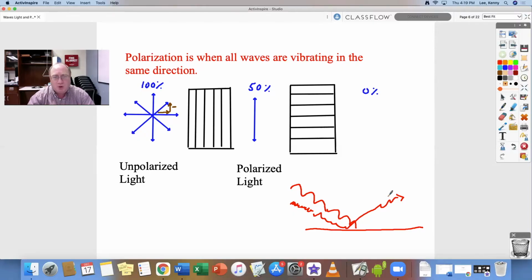So now remember, polarized light only vibrates in one direction. Vertical slats will let vertical light through. Horizontal slats will let horizontal light through, but only those. So vertical slats will completely stop horizontal light. Horizontal slats will completely stop vertical light. Glare that you see on the road or anything like that from the sky is polarized horizontally, and so you need vertical polarized sunglasses to block it.